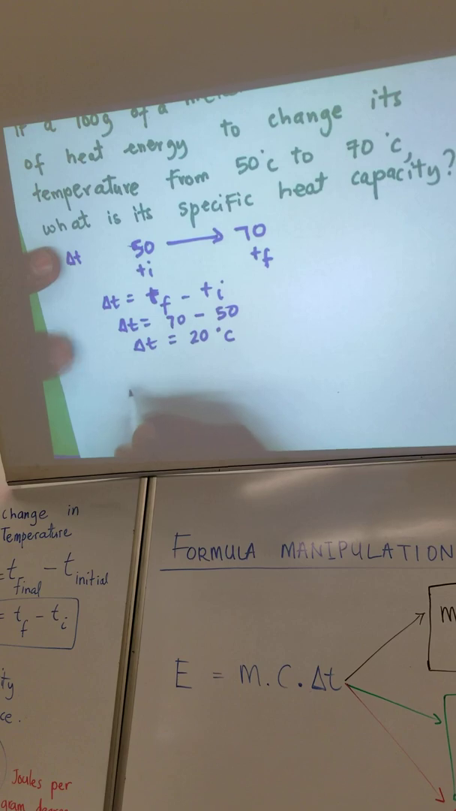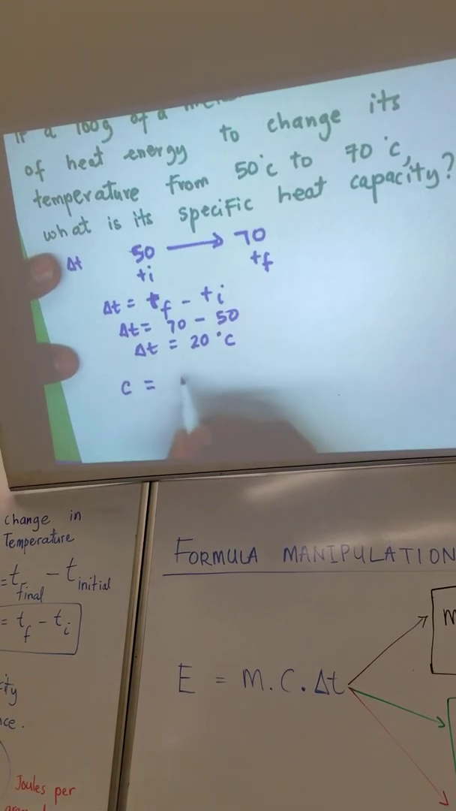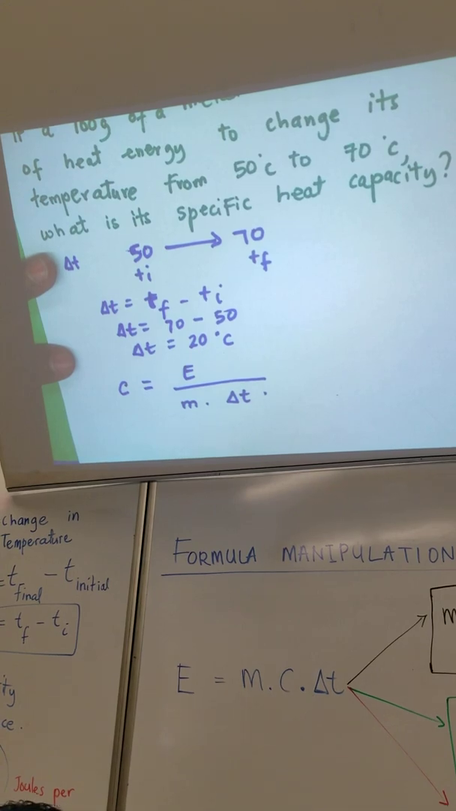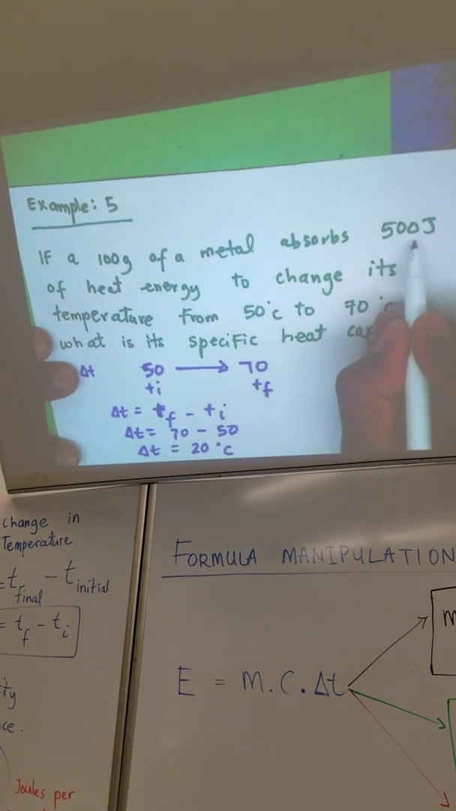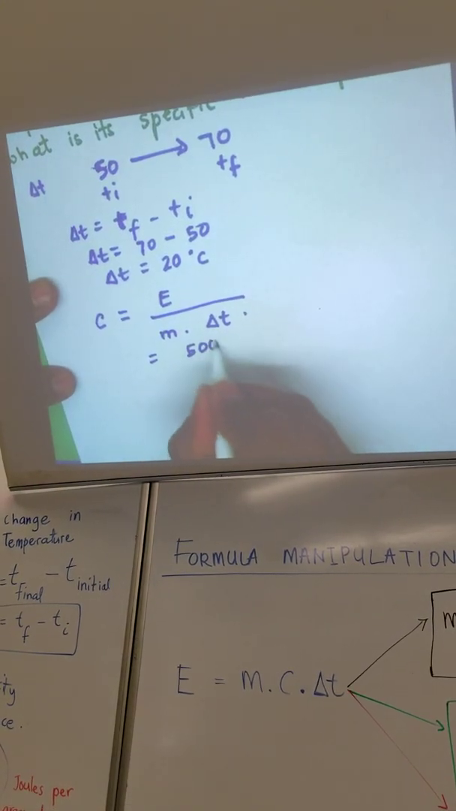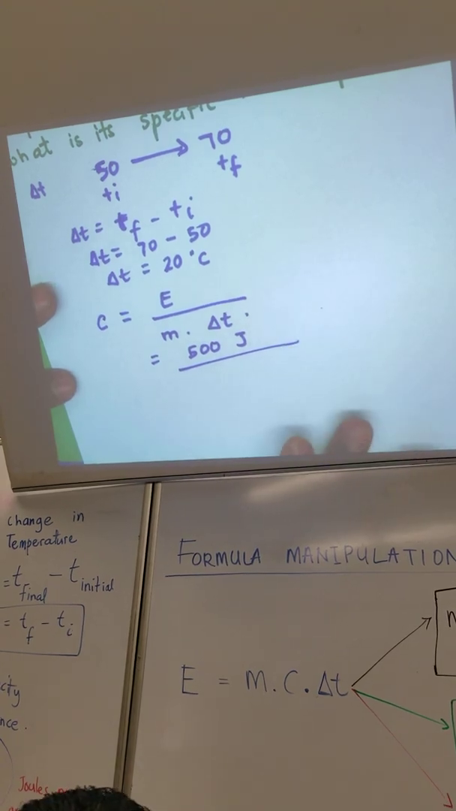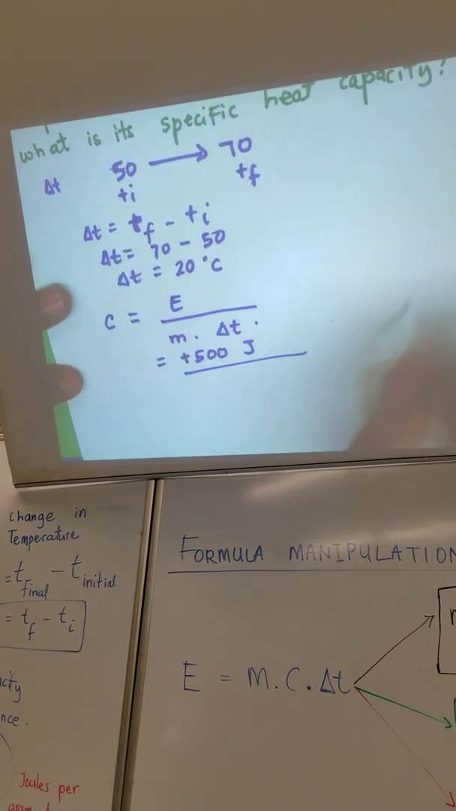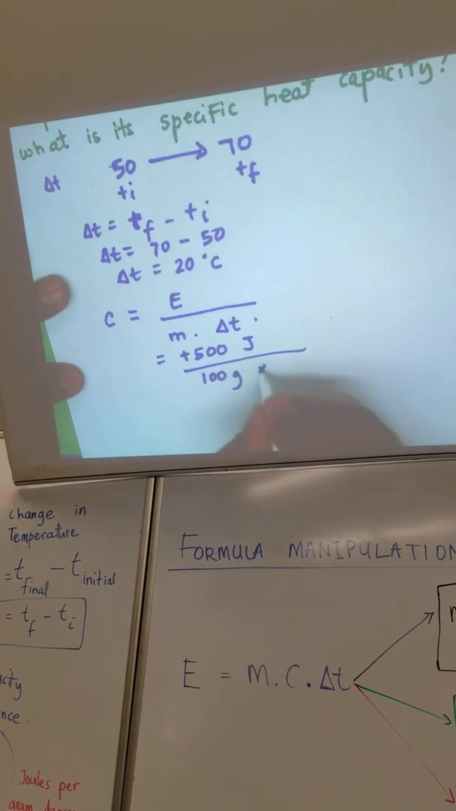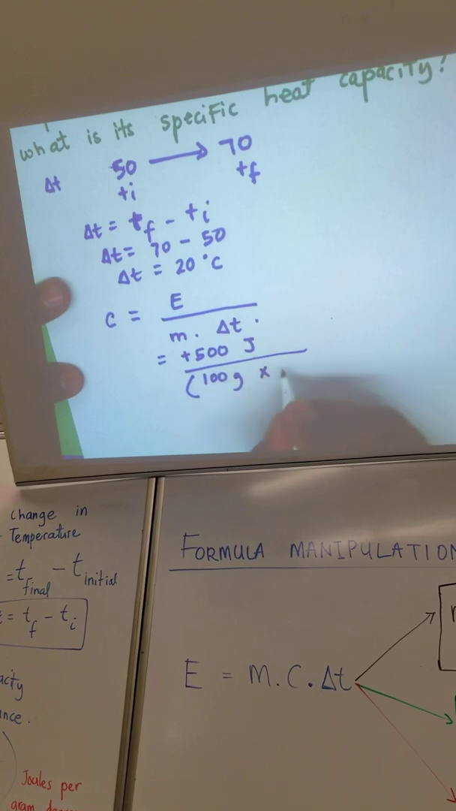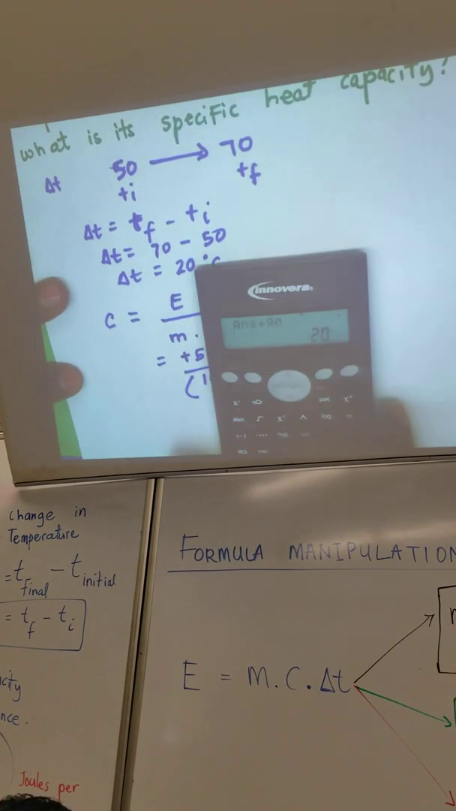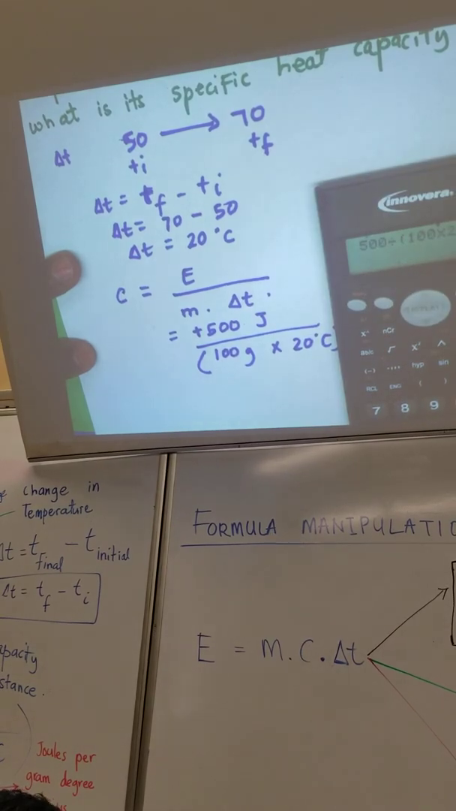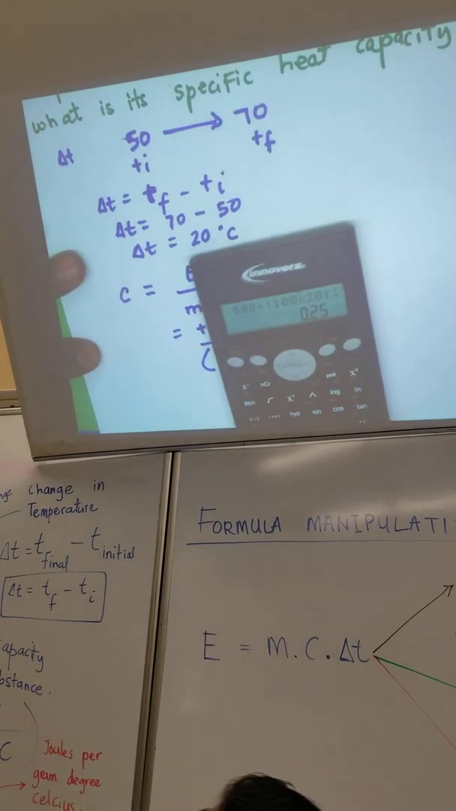So we will put this into the equation. Specific heat capacity is energy over mass times change in temperature. So the energy given in the question was 500 joules. So we are going to put a positive 500 joules divided by, it's heating up, so it is going to absorb heat energy. That's why it's a positive value on the top here. Mass of the metal was 100 gram multiplied by the temperature change, which we just calculated, was 20 degrees Celsius. If you place all these variables into the equation, 500 divided by 100 times 20, we simply end up with a quarter, 0.25.